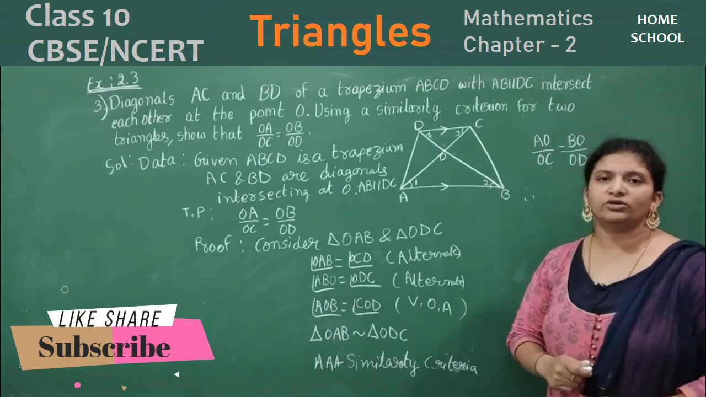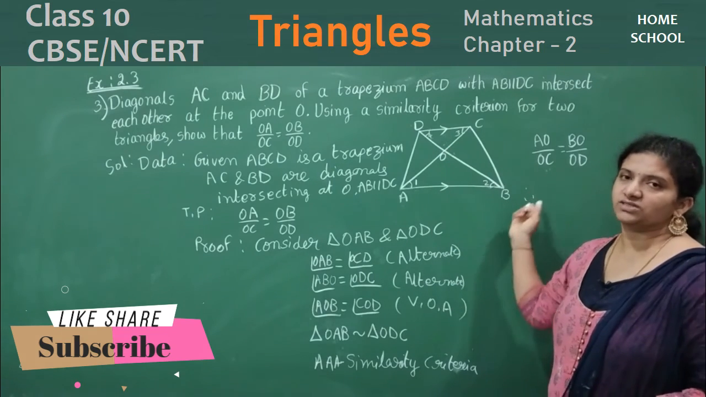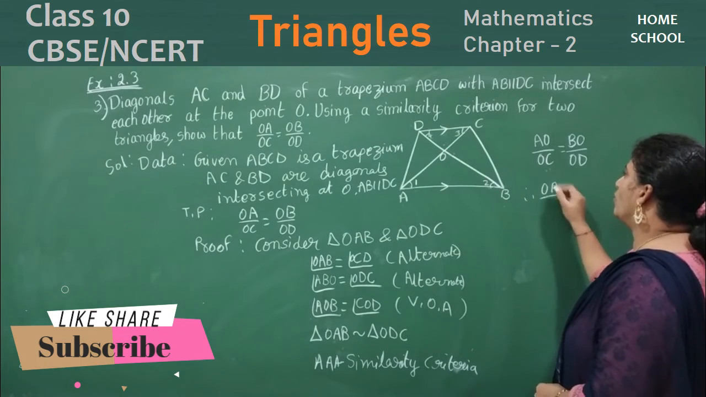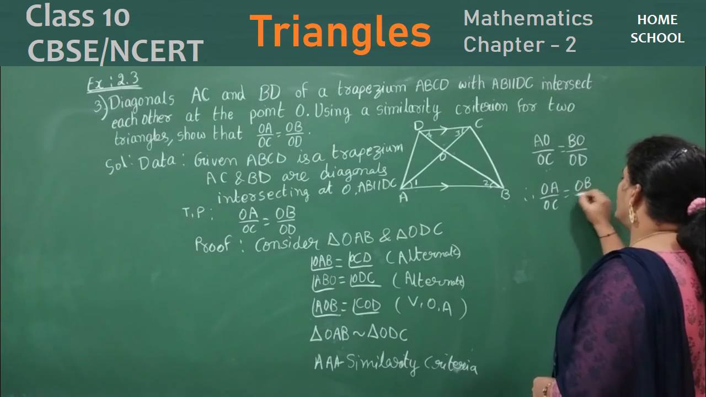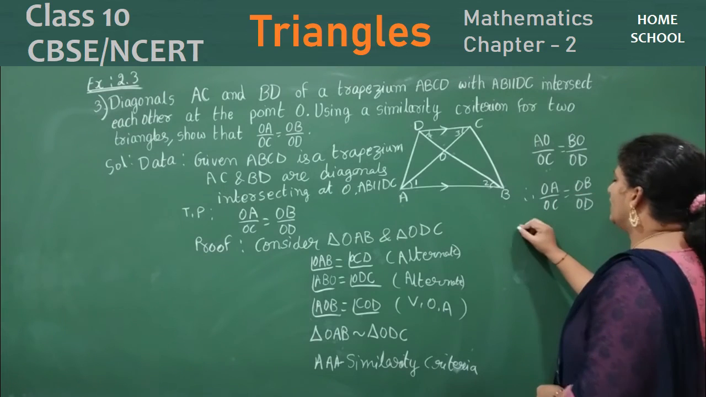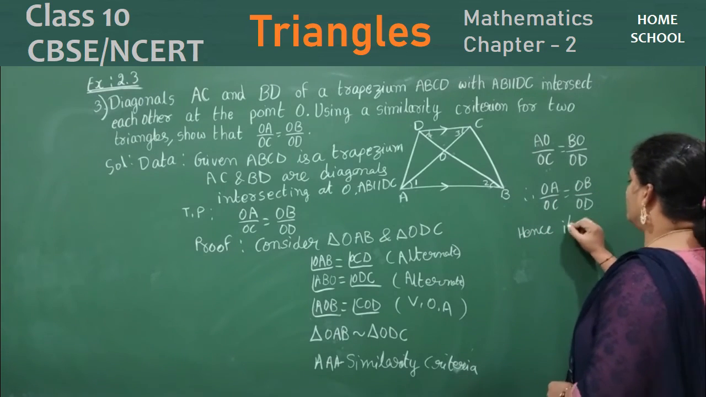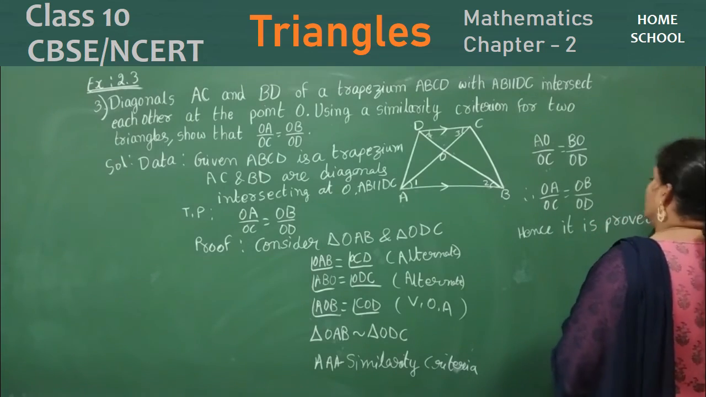Therefore, what are you going to say here? Therefore, the two triangles are similar, then the ratios are in proportion. So if you want, you can write therefore OA by OC is equal to OB by OD. Hence, it is proved. They asked us to prove, no? Hence, it is proved. Okay.